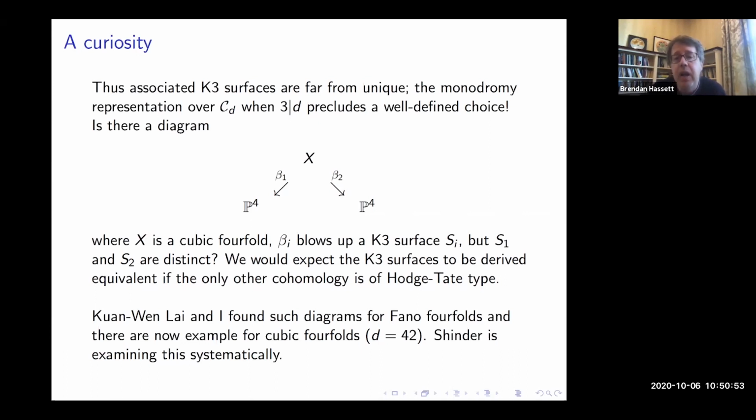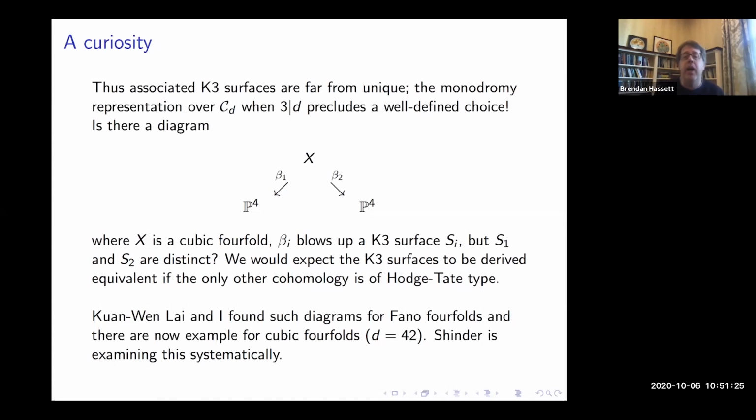Our definition does not differentiate between derived equivalent K3 surfaces, so there's a little bit of a loosey-goosey aspect to it. We're only looking at that lattice. But nevertheless, however you make that assignment, the monodromy representation acts non-trivially on the various assignments. And so there are cases where no matter how you make the assignment, you have to get at least 2 K3 surfaces involved. And so it raises an interesting question.